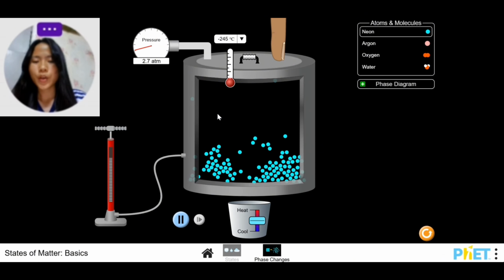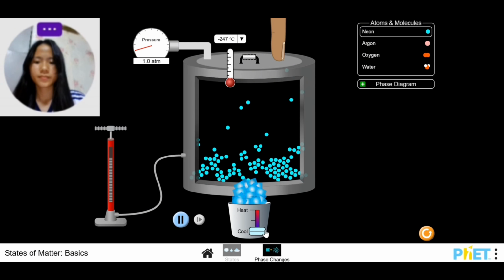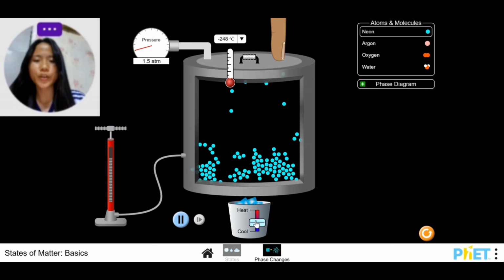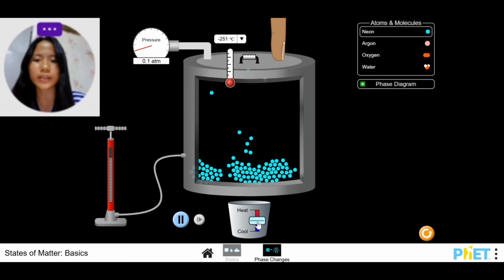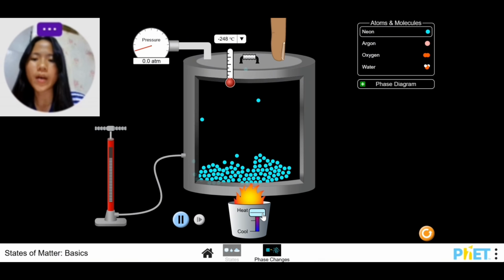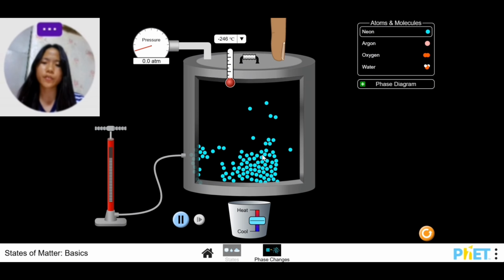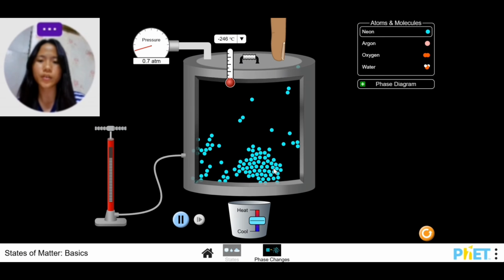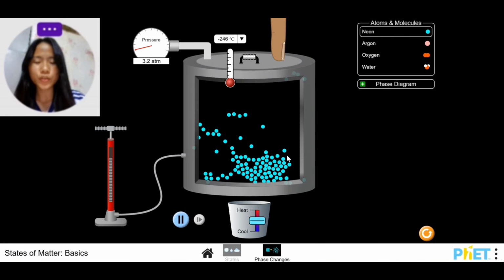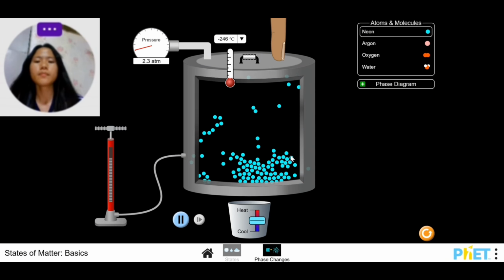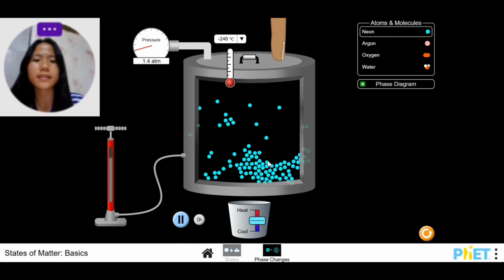Now, let's cool neon back down. Watch as the molecules start slowing down and moving closer together. At around minus 246 Celsius, neon condenses back into a liquid. The molecules lose energy and start clustering together again.